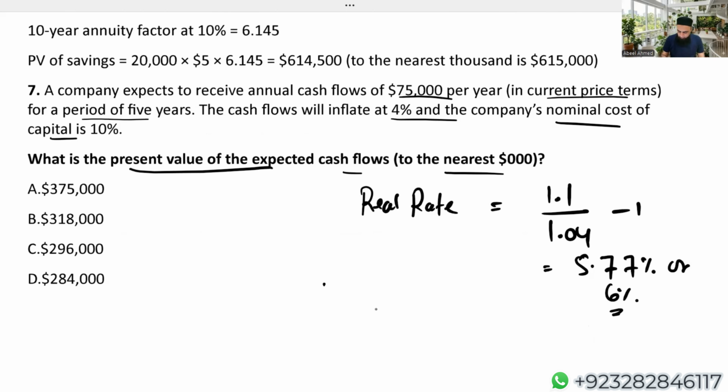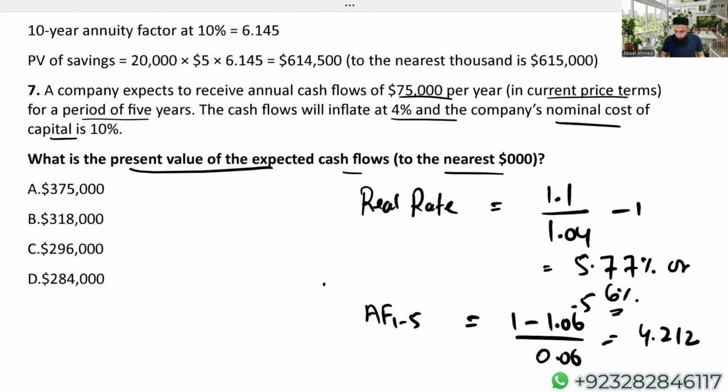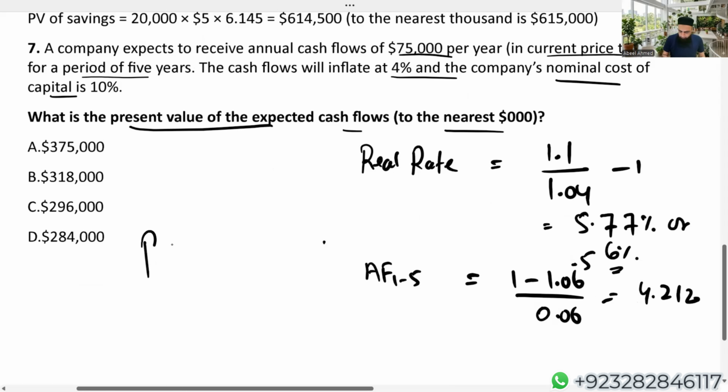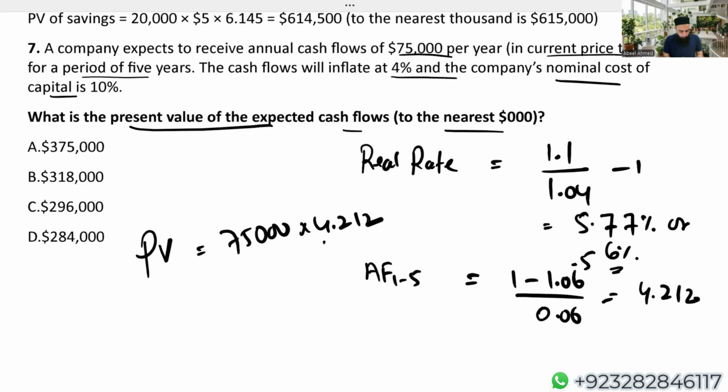So look at this. The annuity factor for the first 5 years is equal to 1 minus 1.06 to the power of minus 5, divided by 0.06. Students, if any one of you has a little problem using this formula, you can always use the annuity table. I'm getting 4.212. So here comes the present value: 75,000 multiplied by 4.212.